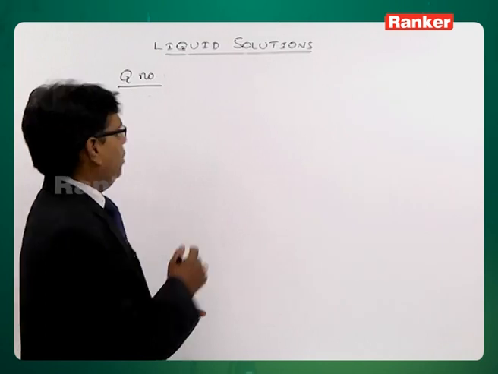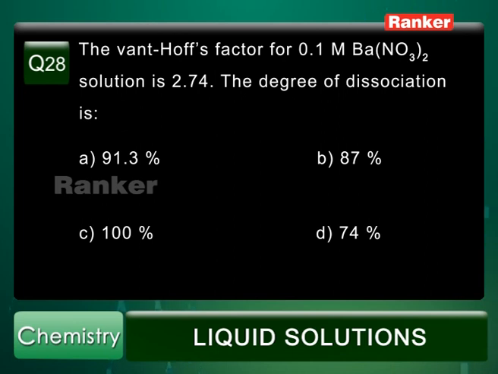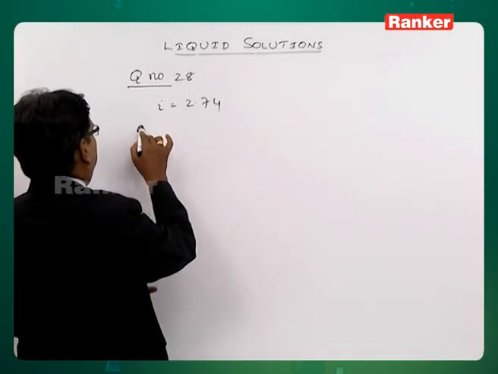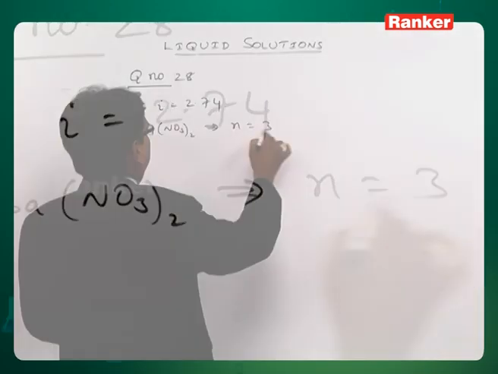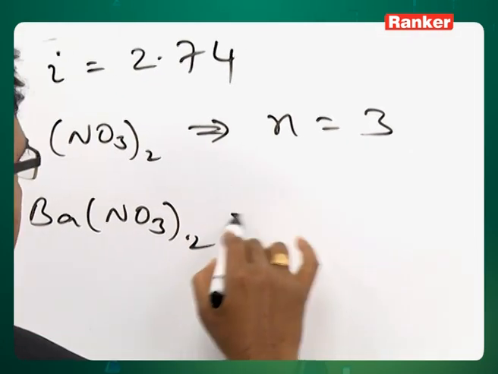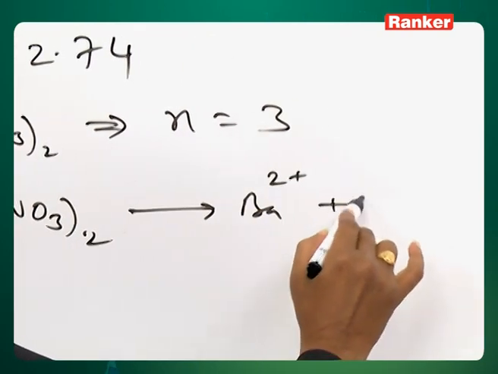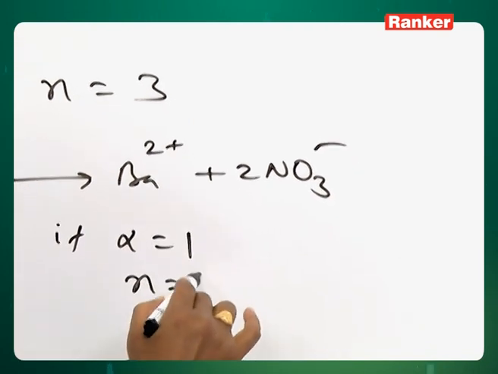Now, let us move on to question number 28. The Van Hoff factor for 0.1 molar barium nitrate solution, i equal to 2.74. The degree of dissociation is, as it is barium nitrate, n is equal to 3, that is the total number of moles, because barium nitrate is a ternary electrolyte and dissociates into Ba2 plus and 2 NO3 minus. So, if alpha is equal to 1, then n is equal to 3.